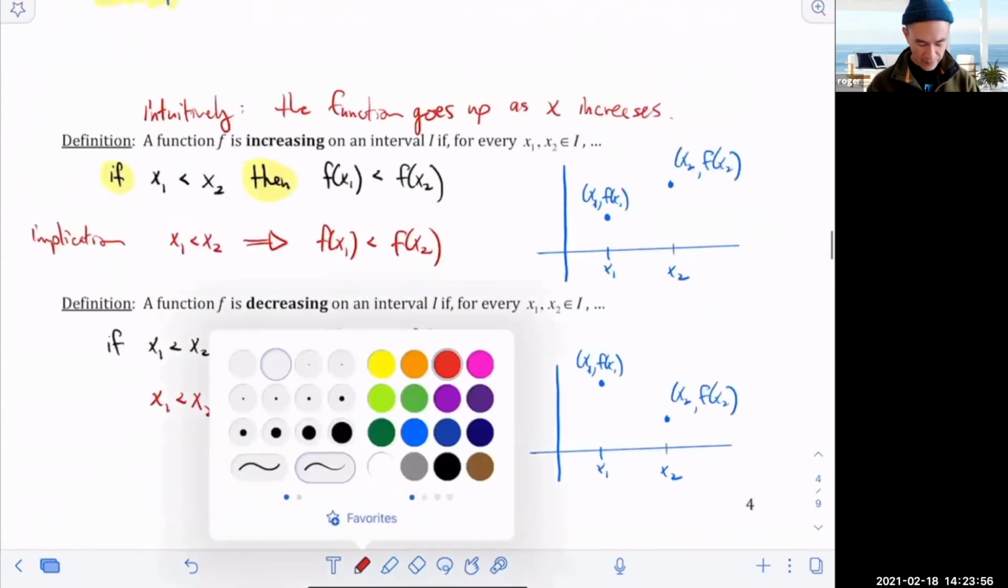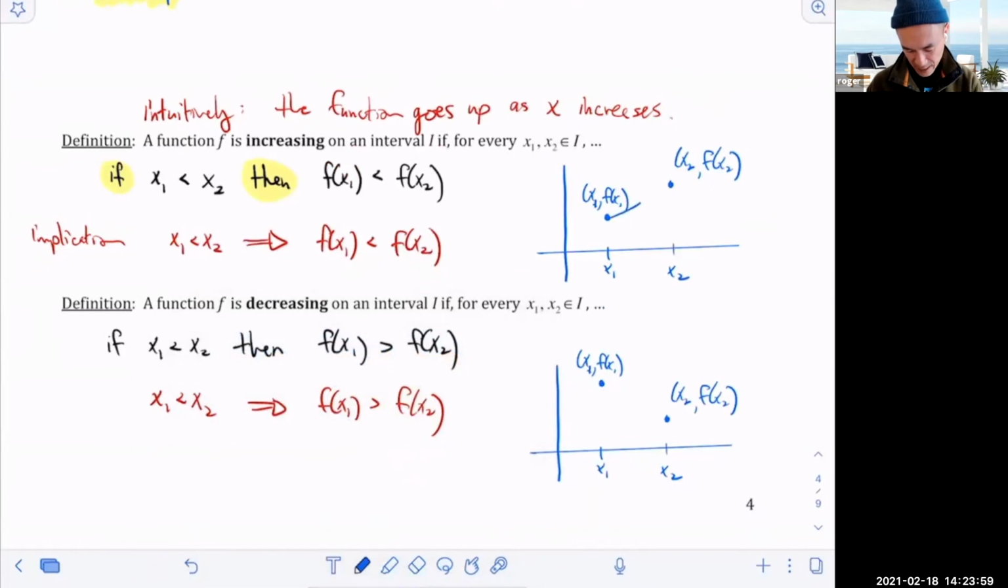I should probably have a graph. So you see, it's getting bigger and bigger. It's getting smaller and smaller on that interval. That makes sense to everybody? Is there any questions?